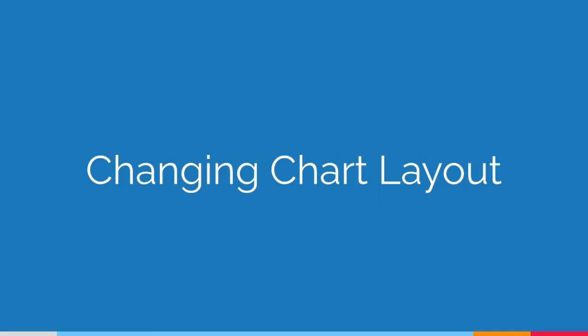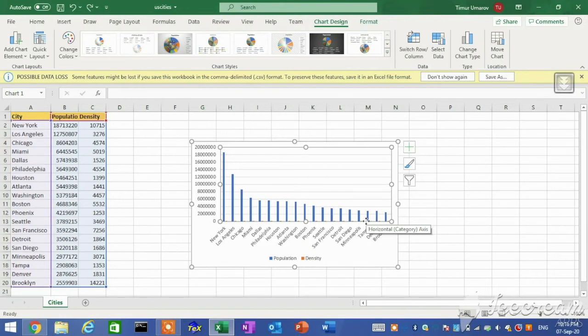Changing chart layout. The overall arrangement of a chart's elements is its layout. Each chart type comes with a variety of predefined layouts that you can use to quickly change a chart's layout. If none of the predefined layouts gives you the combination and positioning of chart elements that you want, you can manually change a chart's layout by adding or removing specific chart elements and rearranging where they are positioned.